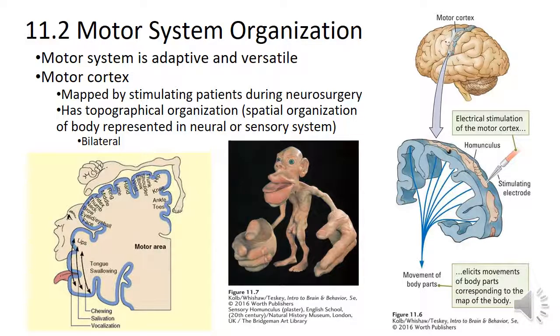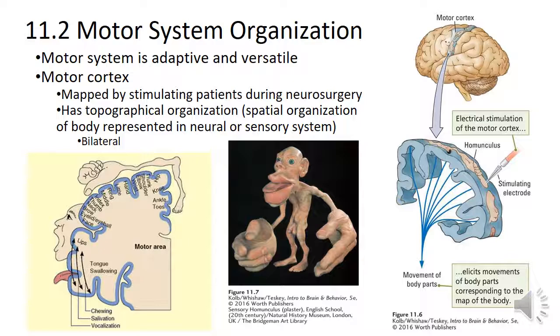Section 2, motor system organization. The motor system is very adaptive and versatile in general. The motor cortex in the brain, so when I say motor cortex, I'm typically going to be referring to this primary motor cortex, this strip of cortex right in front of the central sulcus.